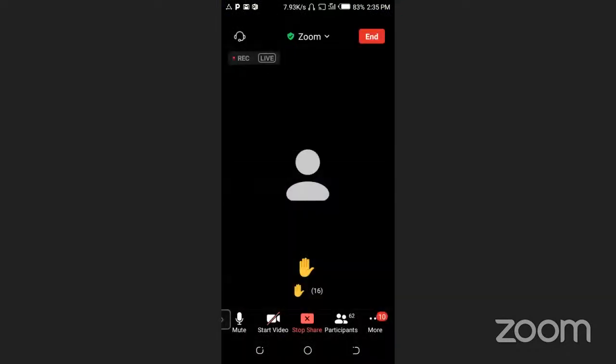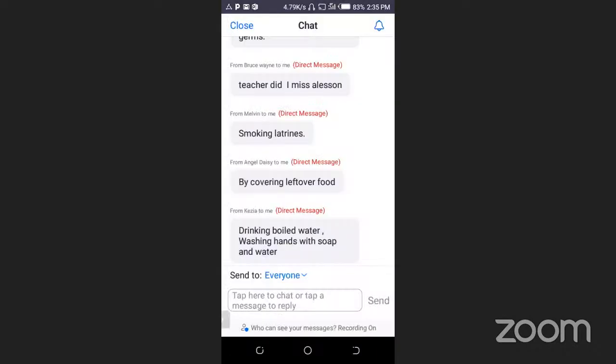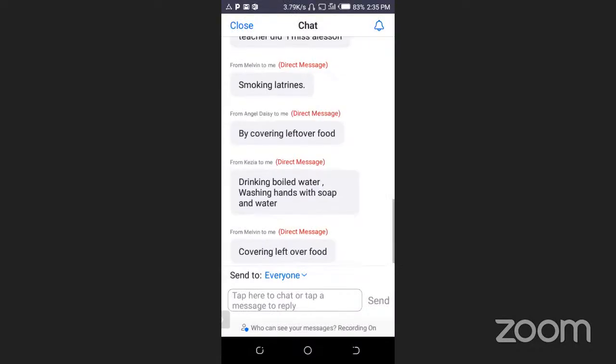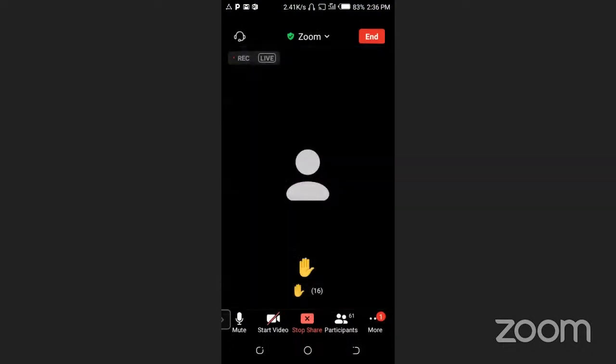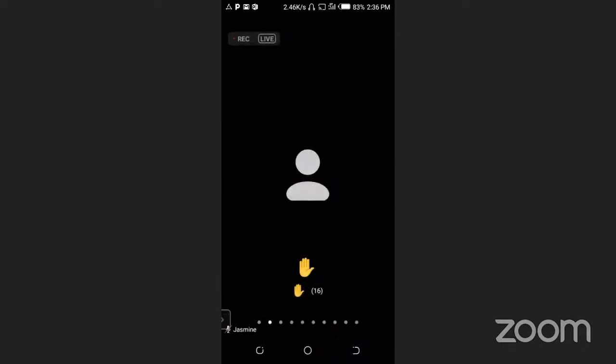Okay, let's see some answers from the chat. Here is saying by covering leftover food. Yes, you need to cover food so that the housefly does not sit on the food that you are going to eat. Then Melvin is saying smoking the latrines. Yeah, you smoke the latrines in order to chase the houseflies. Drinking boiled water, wash hands with soap. So those are some of the answers that we are supposed to give in that area.